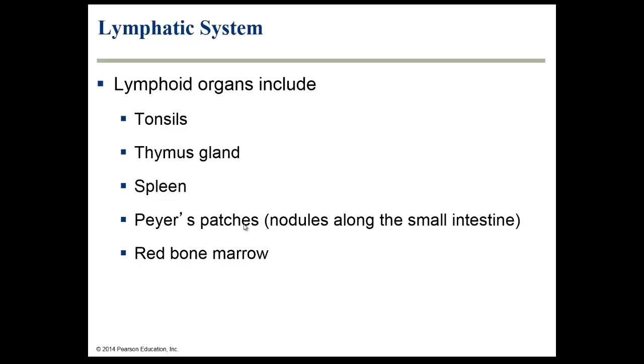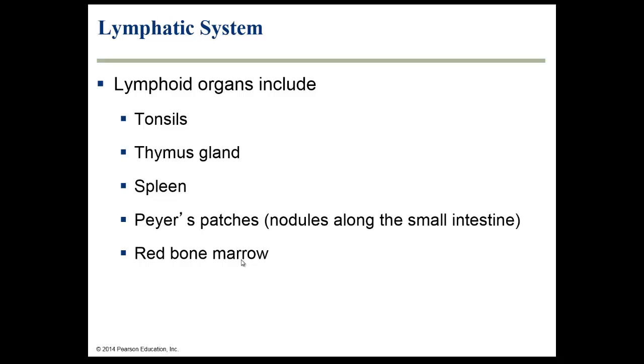And then our red bone marrow, we know, is a source of new immune cells. So we're constantly producing red and white blood cells in our red bone marrow. Remember, that's found at the ends of our long bones, in that spongy bone region of our bones.